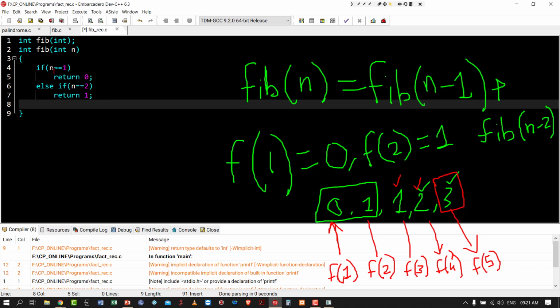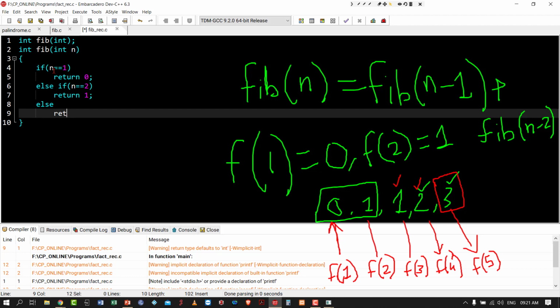Else means anything other than 1 and 2, that means greater than 2. Return. Nuja MB. Yes, sir. What do I have to write here? Return n minus 1. Not n minus 1. Here I have to make a recursive call. So return fib of n minus 1 plus fib of n minus 2.